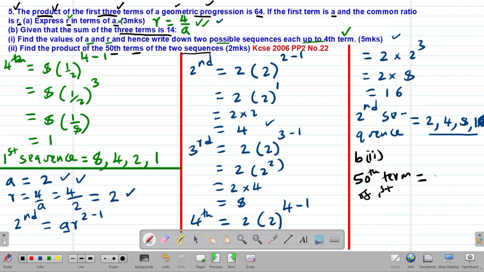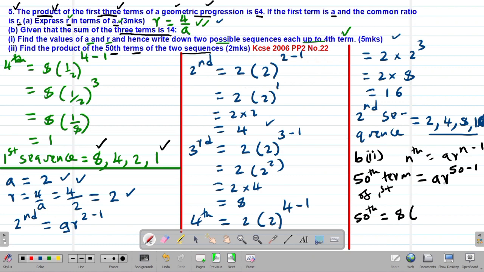So the nth term of any given GP is given by, we know that the nth term is ar to the power of n minus 1. Therefore, the 50th term should be ar to the power of 50 minus 1. Now, let's use the first sequence. For the first sequence, the 50th term will be given by the following. The first term of the first sequence was positive 8. So our a is 8.